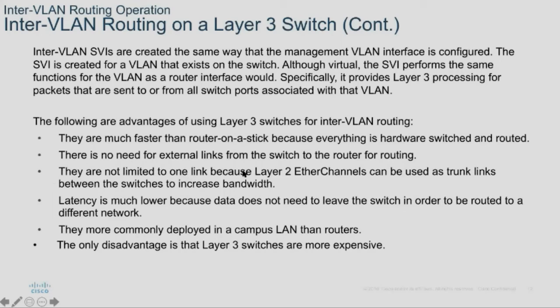They're not limited by one link, because layer 2 Ethernet channels can be used as trunk links to increase the bandwidth. Latency is much lower, as we have just discussed. So they are more commonly deployed in a campus LAN than routers, or in a small organization structure as well, in which there are not many routers, but there are many multi-purpose switches, which are layer 2 or layer 3 switches. The only disadvantage is that these switches are more expensive than a layer 2 switch because they can perform more functionality. So that's the only disadvantage. If an organization has that kind of money to spend, or if they do not have that big of a network to manage, they can use a layer 3 switch, which would perform semi-router functions and all of the switch functions.